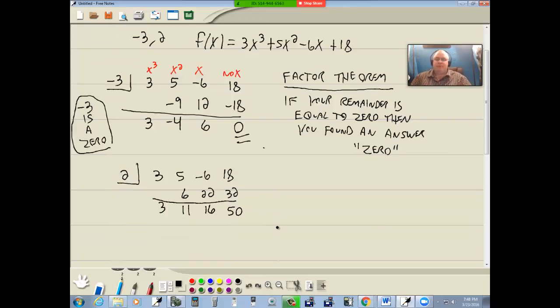And notice what we came up with here. Our remainder is not 0. We came up with 50, assuming I added and multiplied correctly. That tells us that 2 is not a 0.